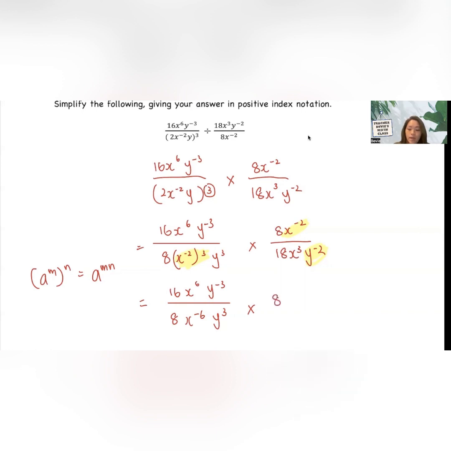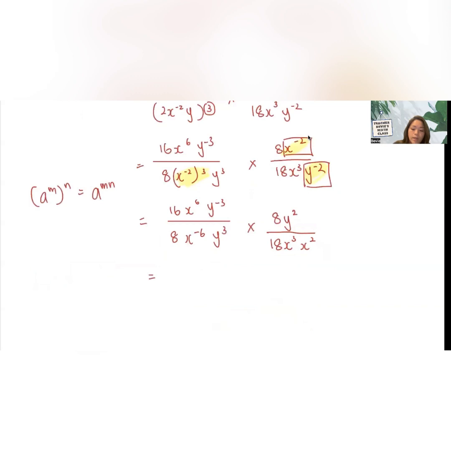So 8 will stay. This y^-2 will come up to become y squared, okay, over 18x cubed as the denominator will stay, and this x^-2 will come down to become x squared. Okay, so take note, I only shift the highlighted part. The rest, I just copy it back. All right. Likewise, for the first fraction on the left hand side, I just have to shift this one, y^-3 and x^-6.